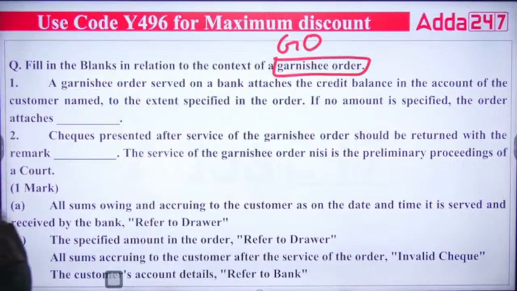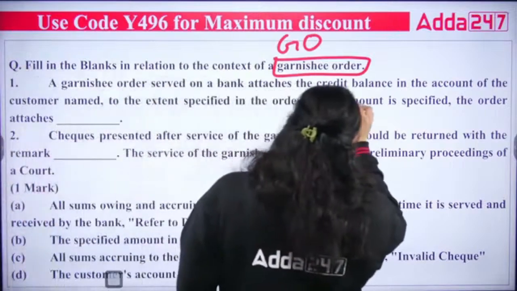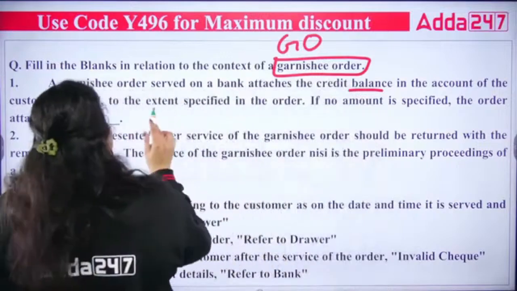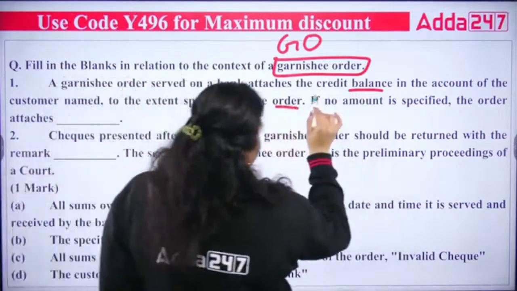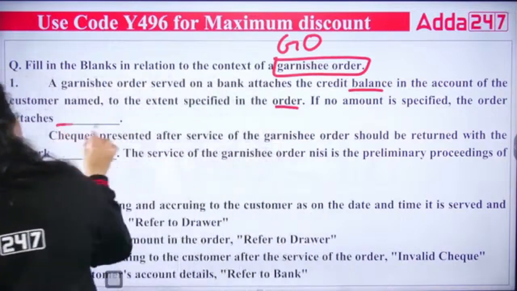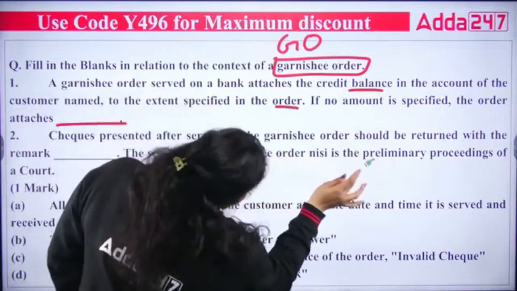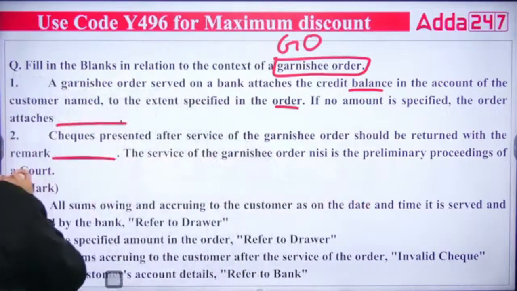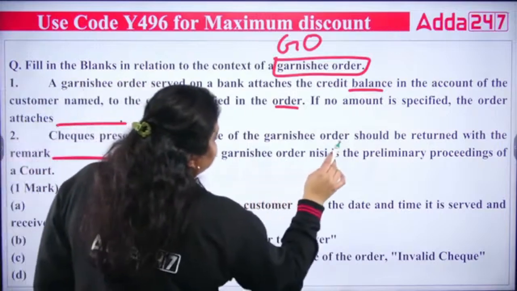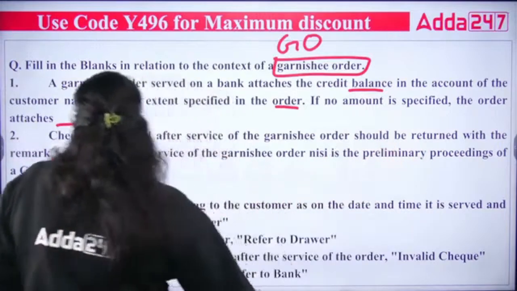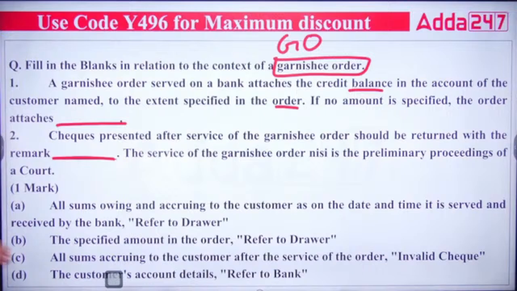First it says, a garnish order served on the bank attaches the credit balance in the account of the customer named to the extent specified in the order. If no amount is specified, the order attaches dash. Second, a check presented after service of the garnish order should be returned with the remark dash. The service of the garnish order is the preliminary proceeding of the court. Now, these are the 4 options in front of you, and you have to answer which of the following is correct out of these 4.